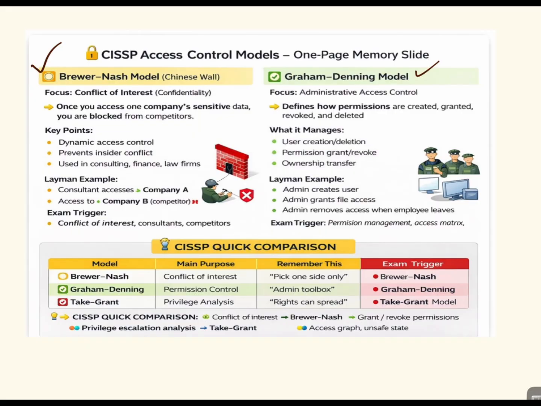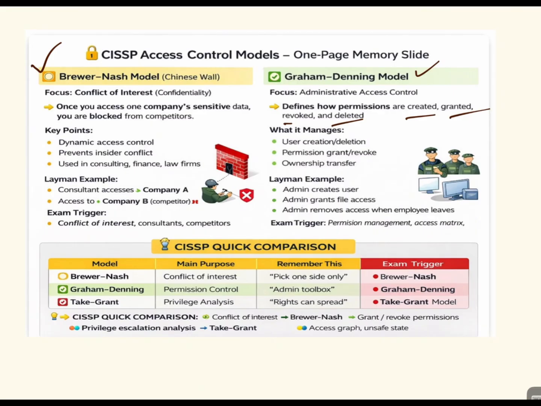Another important concept: access control administration. Who manages access? What problem does it solve? How do we safely give, change, and remove user access over time? So the model is about administration, not daily use. It defines how permissions are created, granted, revoked, and deleted, right? So what it manages: user creation, deletion, permission grant, revoke, and ownership transfer.